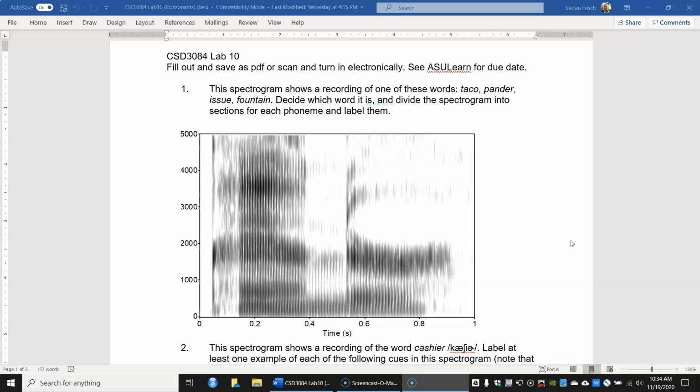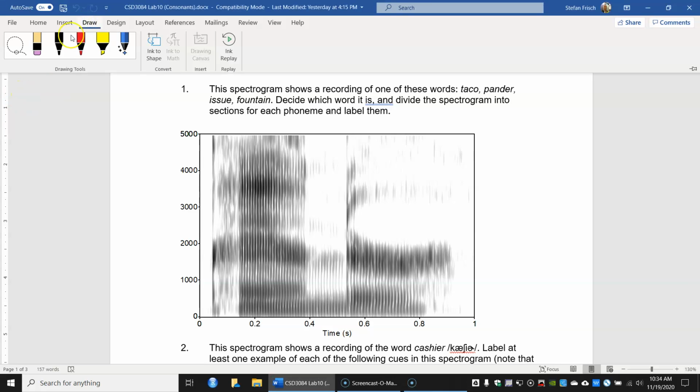There are a few ways you can approach a problem like this. You can look for particular sounds inside the words. So, for example, in the word taco, we would expect there to be a voiceless stop in the middle. That would give us a period of near silence with no voice bar. I don't see such a thing in this spectrogram, so I think I can rule that out, and maybe I'll cross it off.